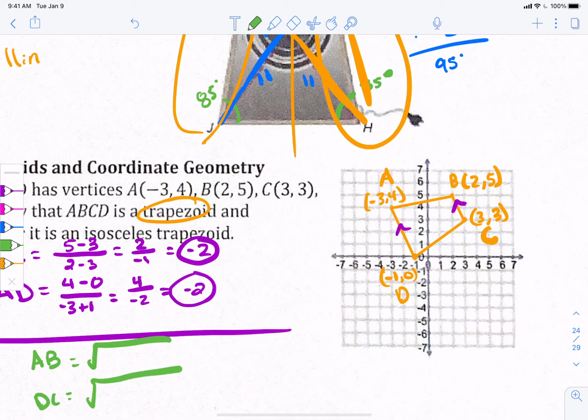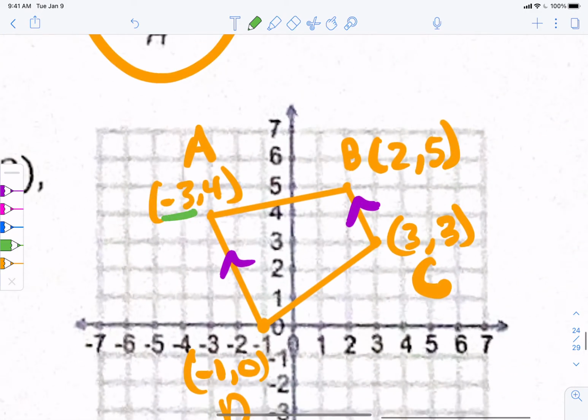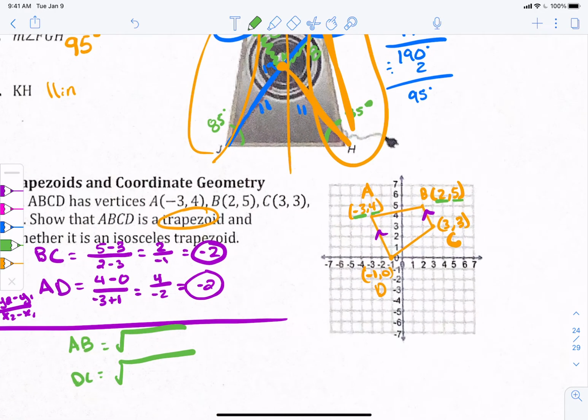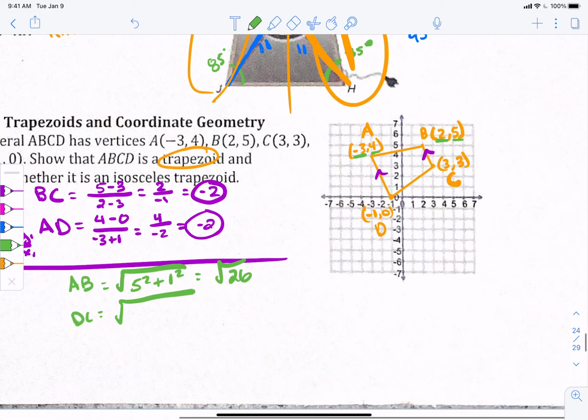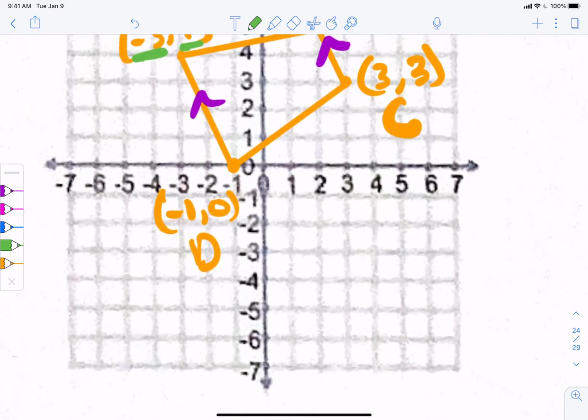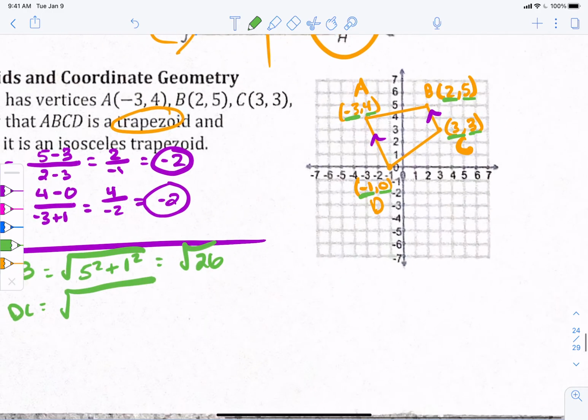Square roots. Okay, here we go. AB. How far are they in the X? -3 to 2 is 5, and 4 to 5 is 1. So 5 squared plus 1 squared is 26. The square root of 26. Okay, DC. -1 to 3 is 4, and 0 to 3 is 3. So 4 squared is 16 and 3 squared is 9. 16 plus 9 is 25, which is 5.